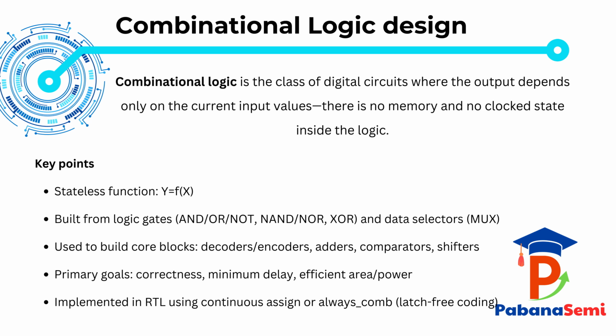These circuits are built using basic logic gates like AND, OR, NOT, NAND, NOR, and XOR, along with data selectors such as multiplexers. Using these building blocks, we create key hardware modules including decoders and encoders, adders, comparators, and shifters. When designing combinational logic, our primary goals are correctness first, followed by minimum delay and efficient area and power. In RTL, we typically implement combinational logic using continuous assignments, or always_comb, to ensure latch-free coding.